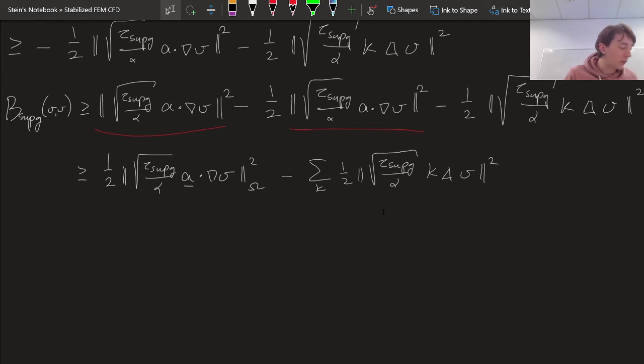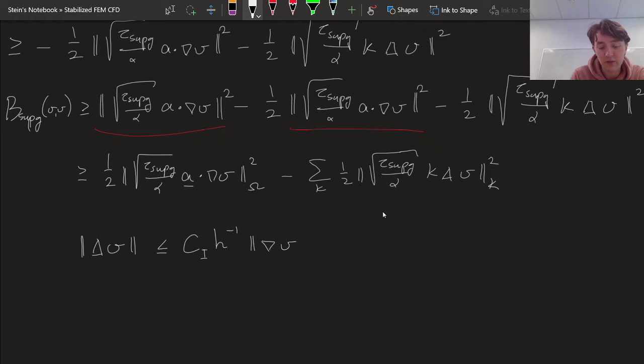The inverse inequality that we're going to use right now is the following. We're going to say that the L2 norm of the Laplace operator of a function v is going to be smaller than or equal to a constant, which I'll call Ci for inverse inequality. And then we know, by analysis, that this is going to scale inversely proportional to h times the norm of the gradient of that function. Again, in general this is simply not true.